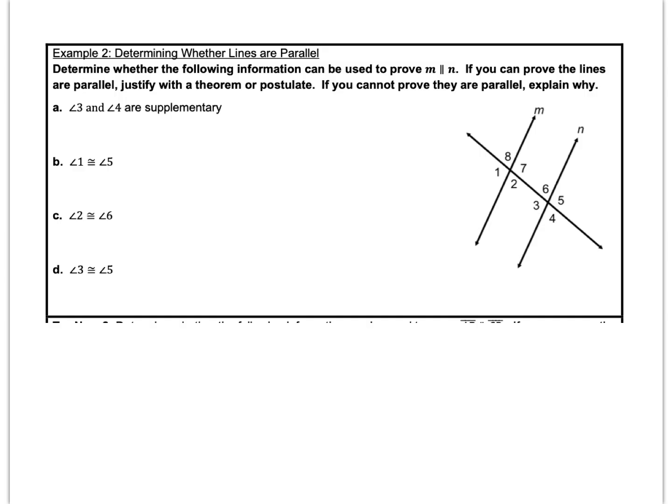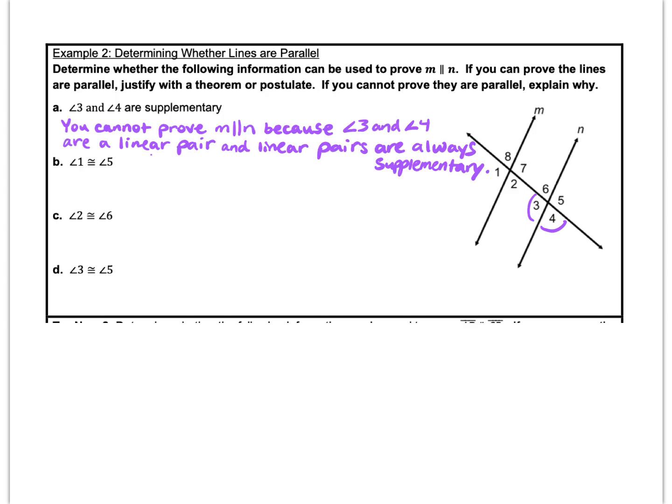So the first one here says angle 3 and angle 4 are supplementary. Let's notice that angle 3 and angle 4 are a linear pair. And linear pairs do not prove that two lines are parallel. So we're not able to prove that M is parallel to N because 3 and 4 are a linear pair, and linear pairs are always supplementary. In fact, we would not even need this part of the picture in order to know that angle 3 and angle 4 are supplementary. A linear pair does not require lines to be parallel.